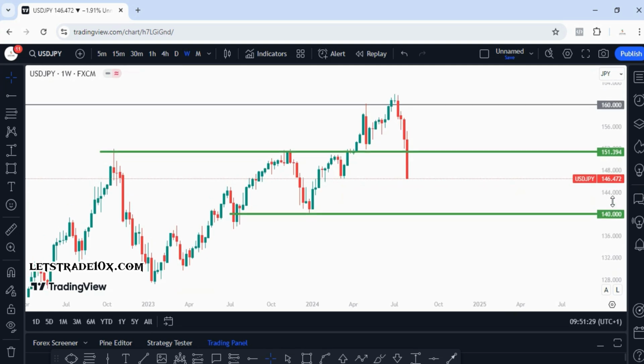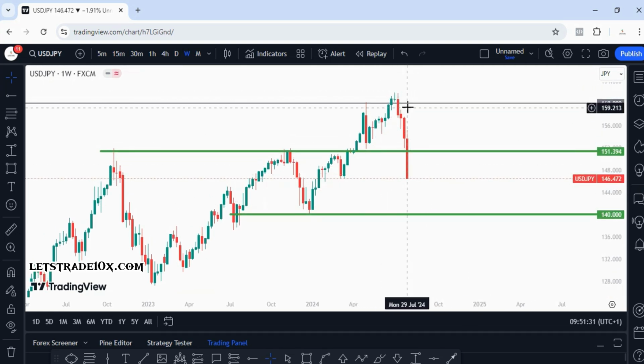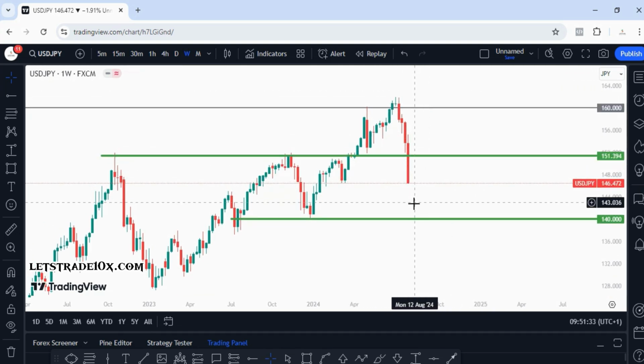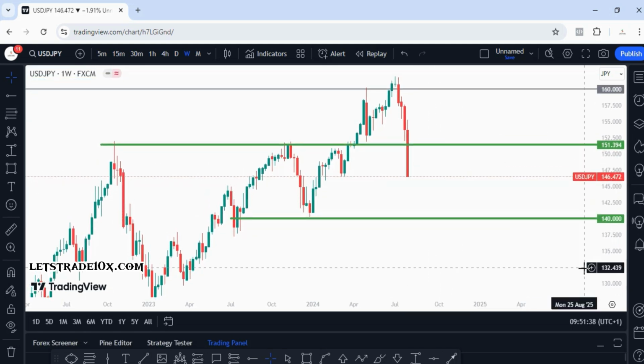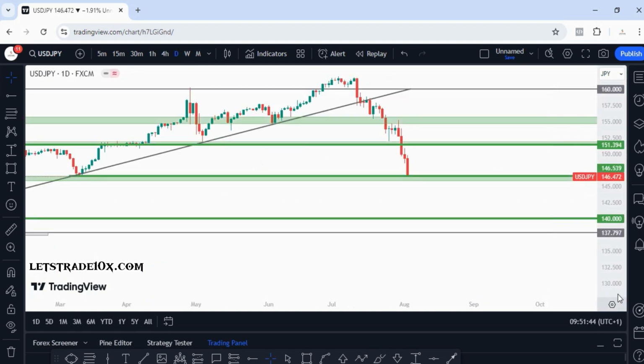Then on the weekly time frame, you can see for the past 4 weeks we've been super bearish, especially last week. So sellers are actually dominating the market currently. So my target remains 140.000. So let's look at the daily time frame.